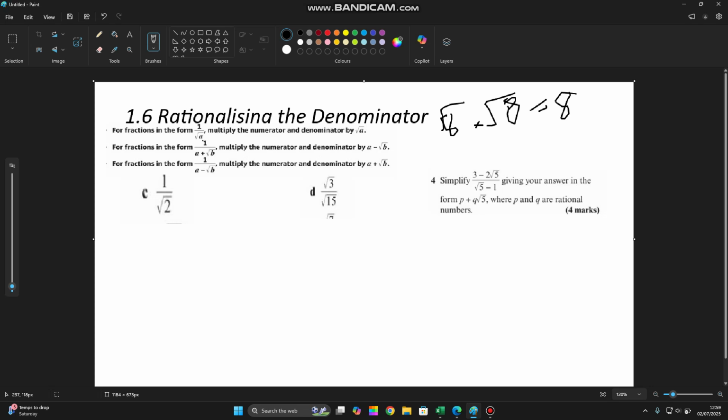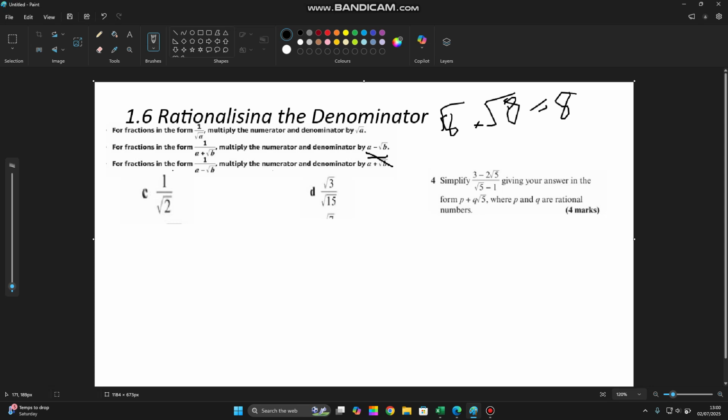The fractions in the form 1 over a plus root b, how do we do this? We multiply the numerator and denominator by a minus root b, and that is called the conjugate. Basically what that does is it cancels out part of it. So we would only get a squared minus b, sorry, in this case. Because if we multiply this out, we get a squared minus a root b plus a root b minus b. So the a root b's cancel.